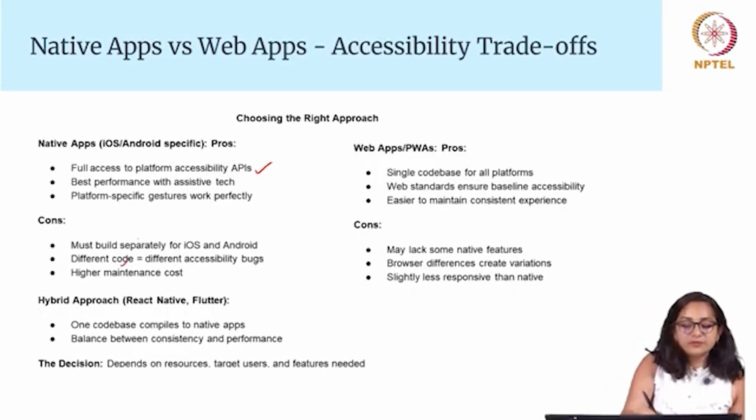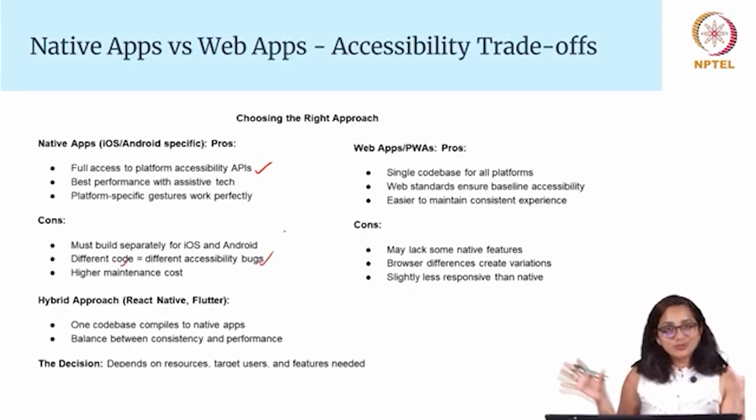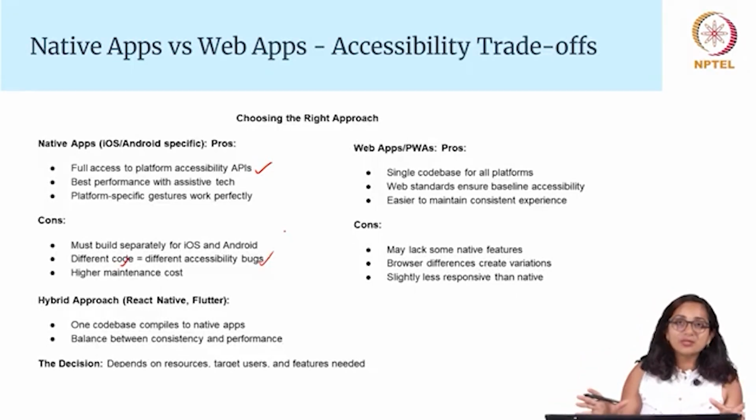Then different code means different accessibility bugs. So, there have to be 2 sets of evaluation, 2 sets of teams developing for the same application, and higher maintenance cost. So, a hybrid approach.